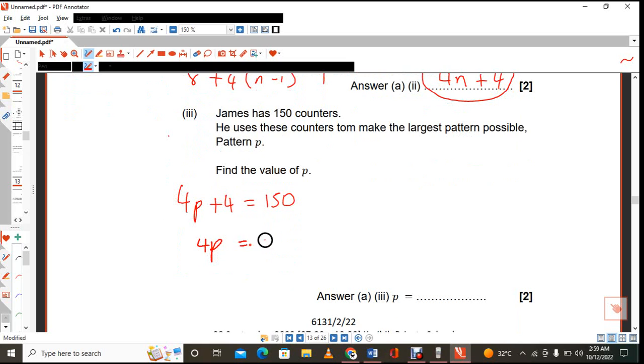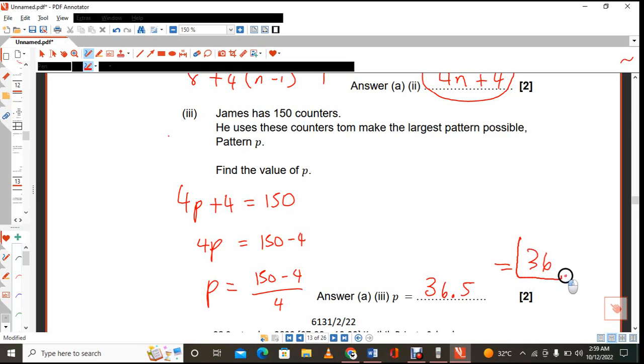So 4p equals 150 take away 4, and we divide that answer throughout by 4. So this gives us 36.5. So if you are now looking for the actual number of counters, we are going to have 36 counters, and this is the acceptable answer.